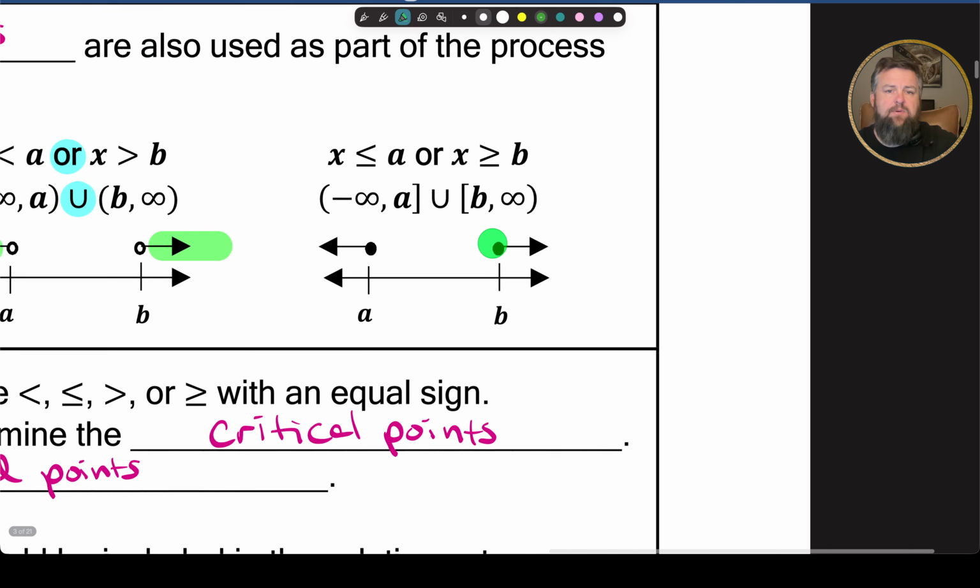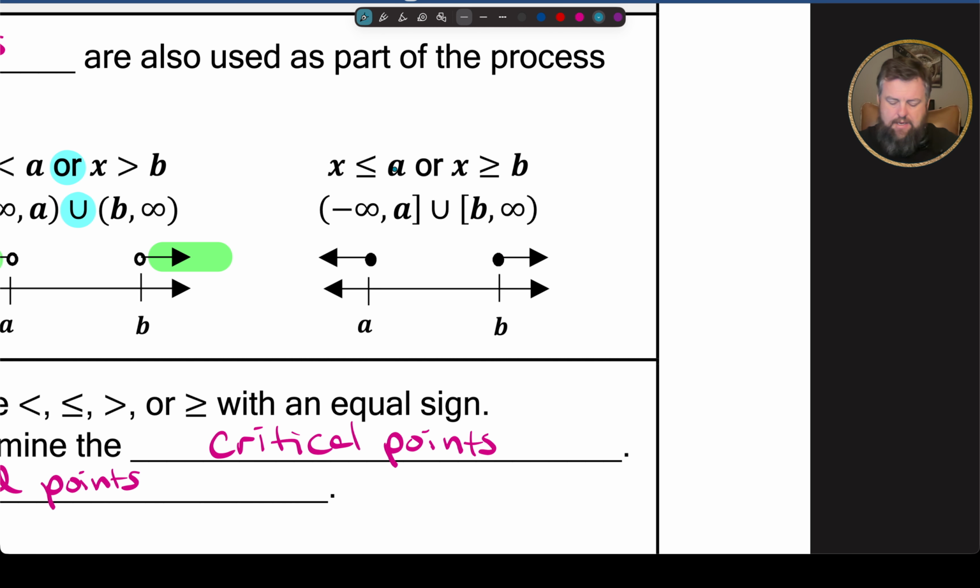And then in the last one, we have X is less than or equal to A, or X is greater than or equal to B. So this is our inclusive OR. Inclusive OR just says that we can include each of the endpoints as part of the solution, but nothing in between them. And again, just like the other one, we are looking for the word or the union symbol.